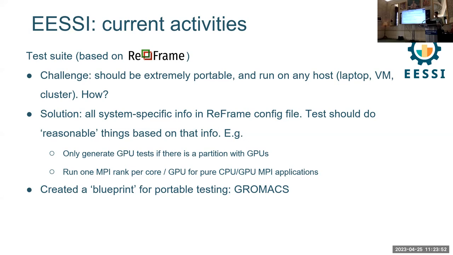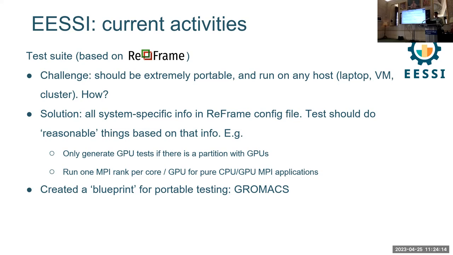Similarly, you might have an application where, if it's pure MPI, it makes sense to typically just fill the node with MPI ranks, one rank per CPU core. And it can take the core count from a ReFrame configuration file and just fill it up. But these kind of standard things are being done here.